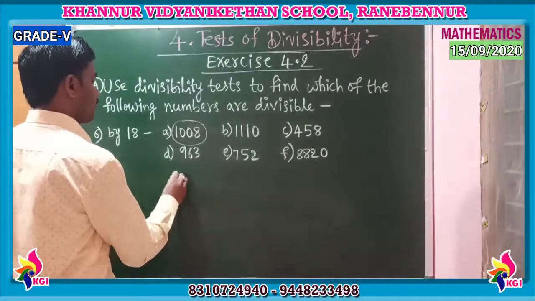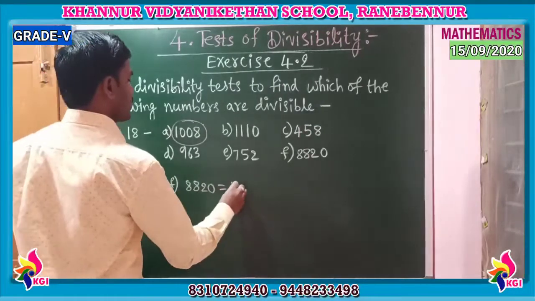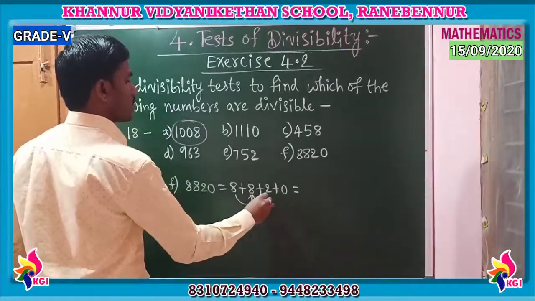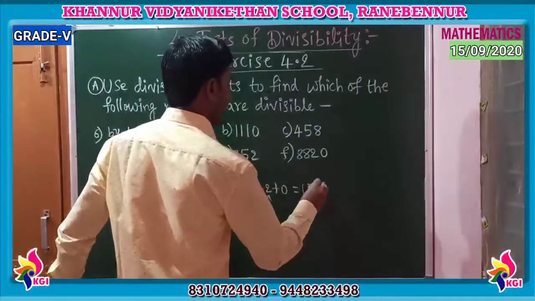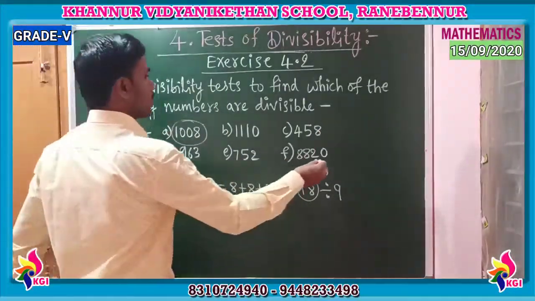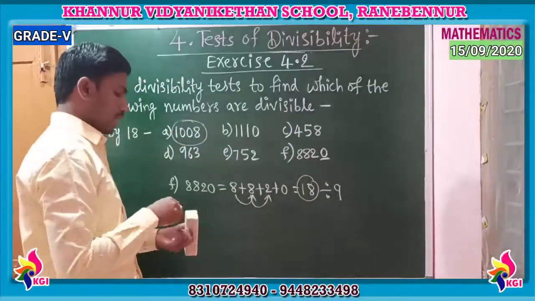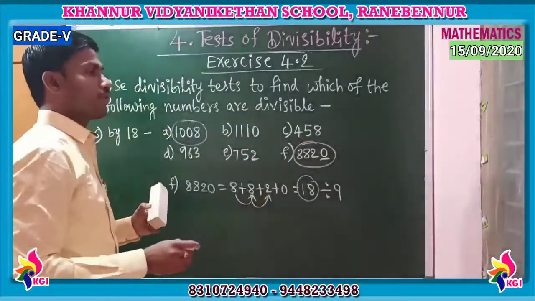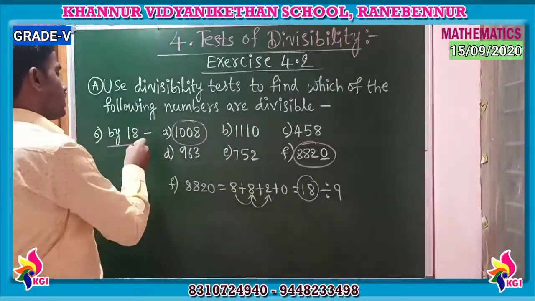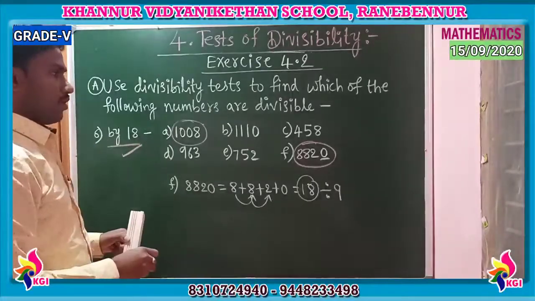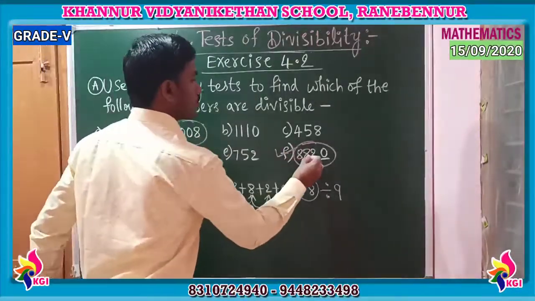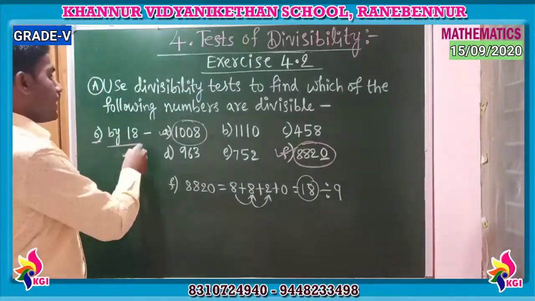The next one, F. 8820. Divisibility by 9: 8 plus 8 plus 2 plus 0. 8 plus 8, 16. 16 plus 2, 18. 18 plus 0 is again 18. 18 is divisible by 9. 9 ones are 9, 9 twos are 18. Then divisibility by 2 is applicable here. Yes, this 8820 is divisible by both 9 and 2, which means this number is definitely divisible by 18. Okay. In the given sixth question, A and F, 1008 and 8820, these two numbers only are divisible by 18.